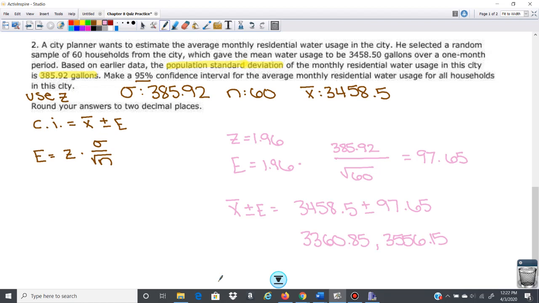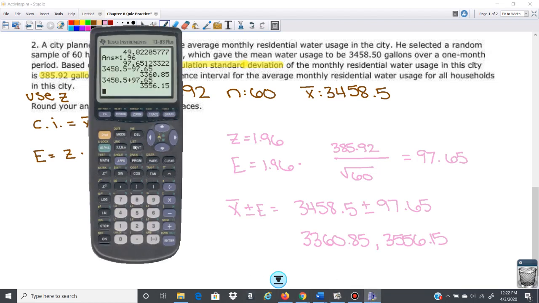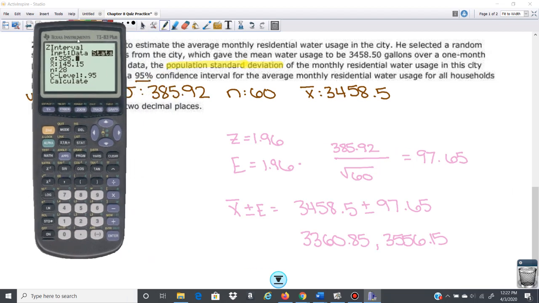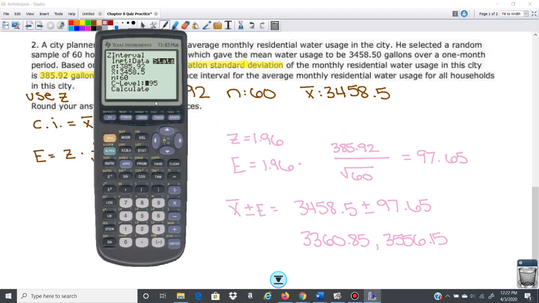Now we can also check that in our calculator. If I go to stat, tests, and then the Z interval test, I'm going to highlight stats and enter my information. I have my population standard deviation, 385.92, my X bar, 3458.5, my sample size is 60, and I am doing a 95% confidence level. Calculate: 3360.9. Yes. 3556.15. Yes.